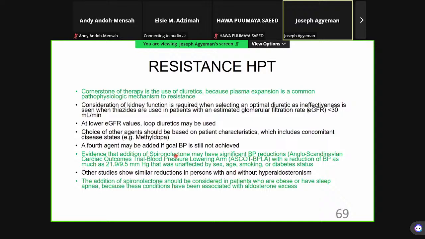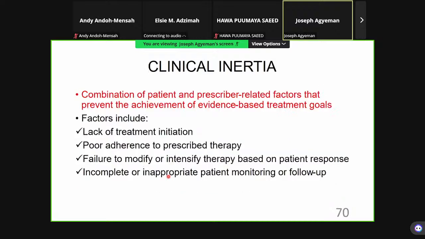Remember the problems with aldosterone. Aldosterone has a whole lot of issues when it comes to hypertension and heart failure, and therefore spironolactone will be considered. If you have issues with gynecomastia and the like, then you can switch to eplerenone. So that is the way forward.